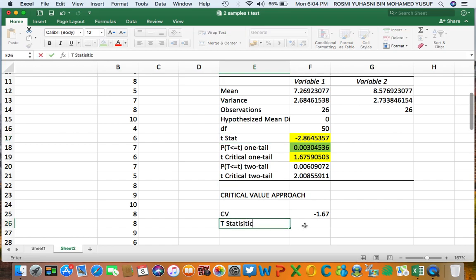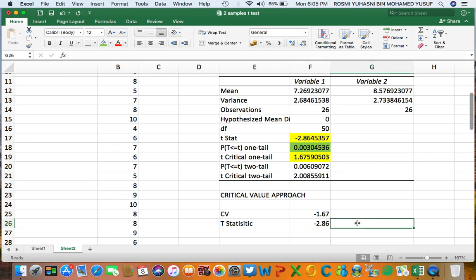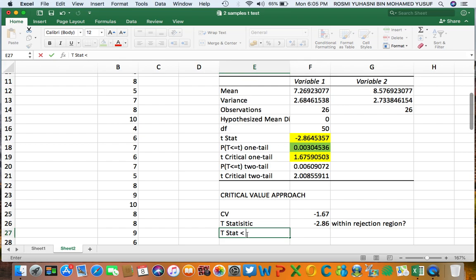From our output here, we know that our t-statistic is negative 2.86. So is the value of t-stat within the rejection region? Please draw your distribution and put the value of t-stat and compare with the value of the critical value. You can see that the value of the t-statistic here is within the rejection region because it is smaller. The t-stat is smaller than the critical value.